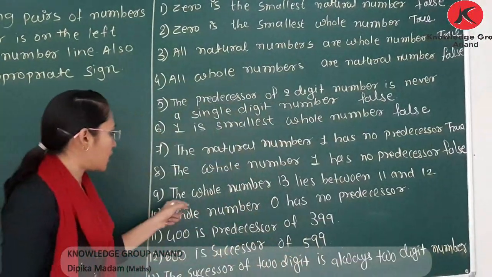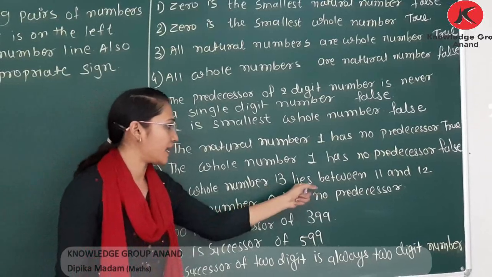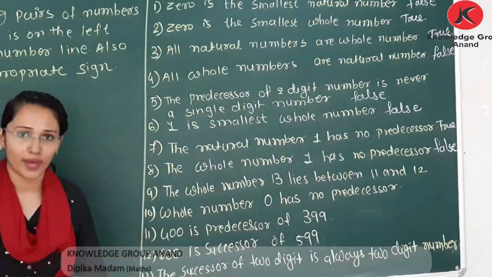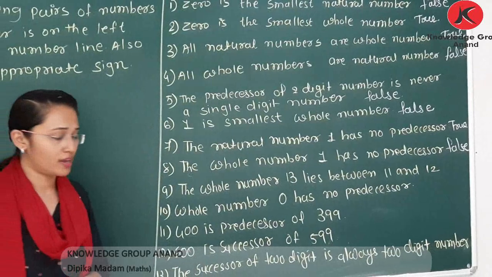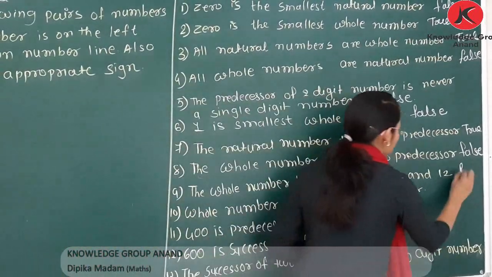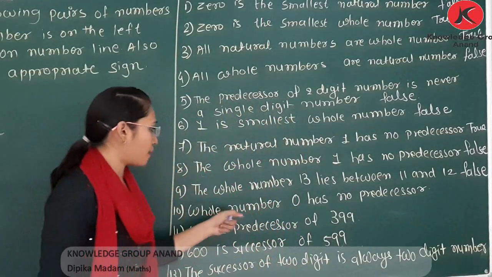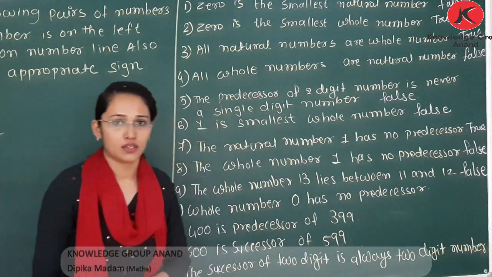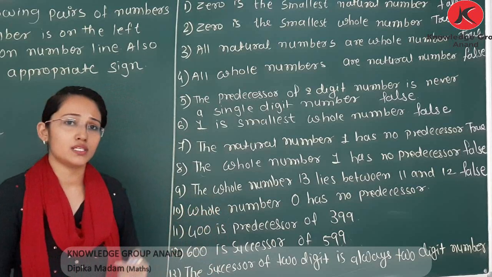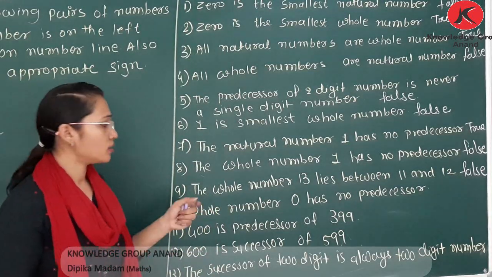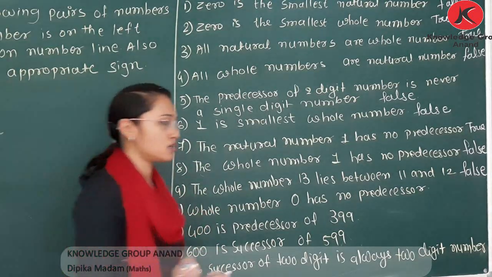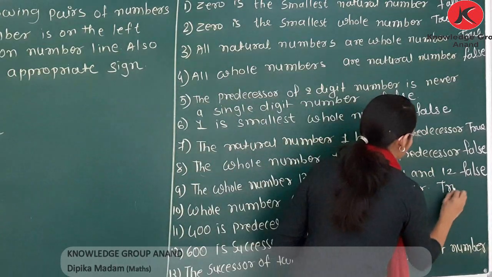Next, the whole number 13 lies between 11 and 12. Does 13 come between 11 and 12? No. So it is false. Whole number 0 has no predecessor. So it is true, because whole numbers start from 0. So there is no predecessor of 0. So it is true.